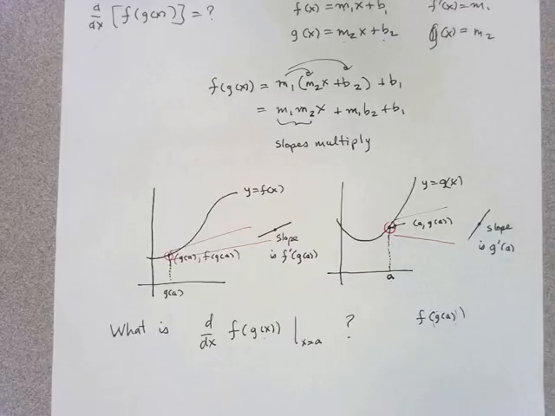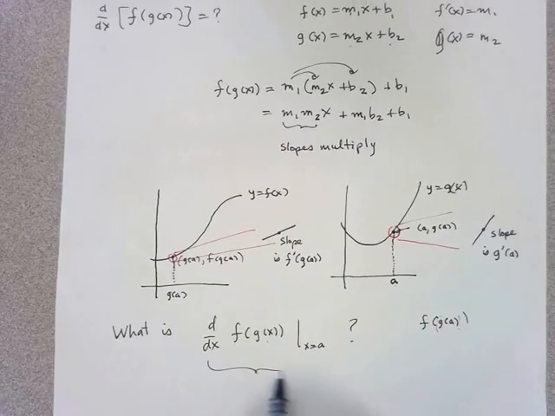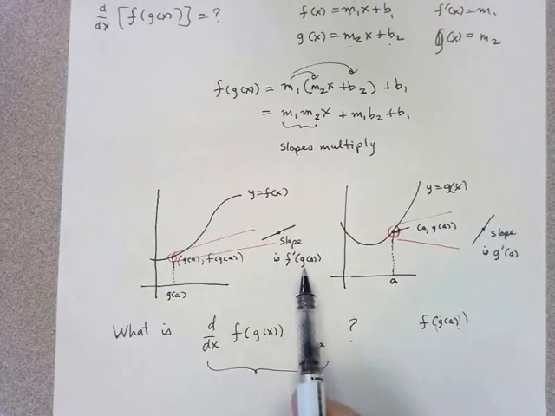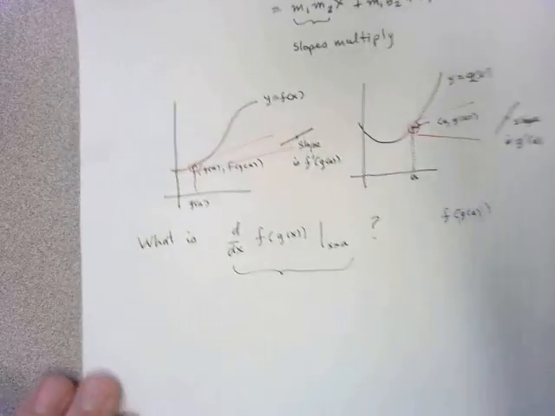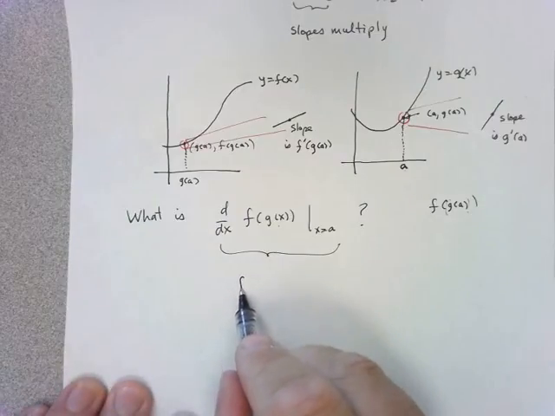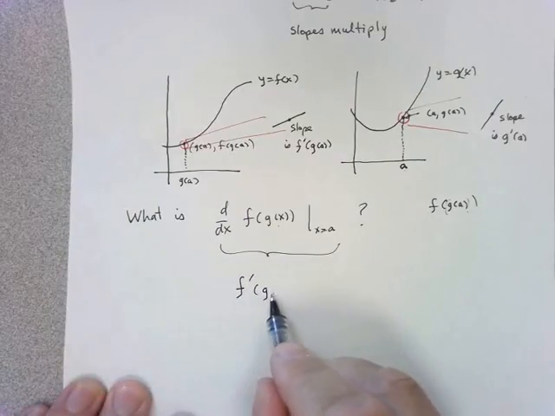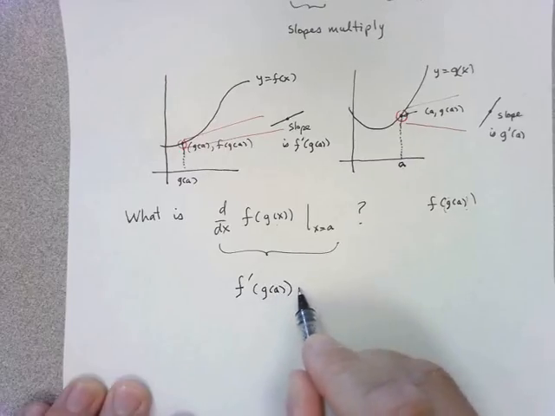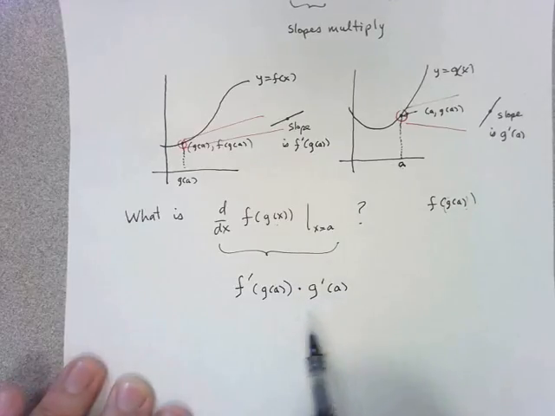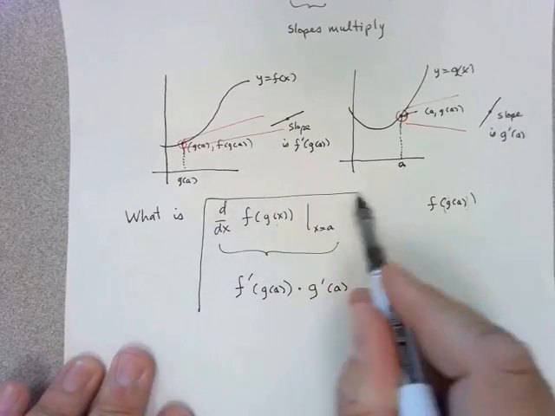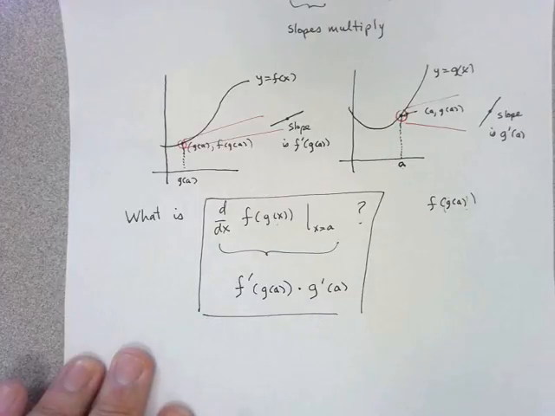And so this gives me at least a justification for the chain rule, which is the answer to this question: I'm going to multiply this slope times this slope. And this will give me, let me just scooch the paper up a little bit, the answer is f prime at g of a times g prime of a. And this is my first definition of the chain rule, my first way of writing it down.